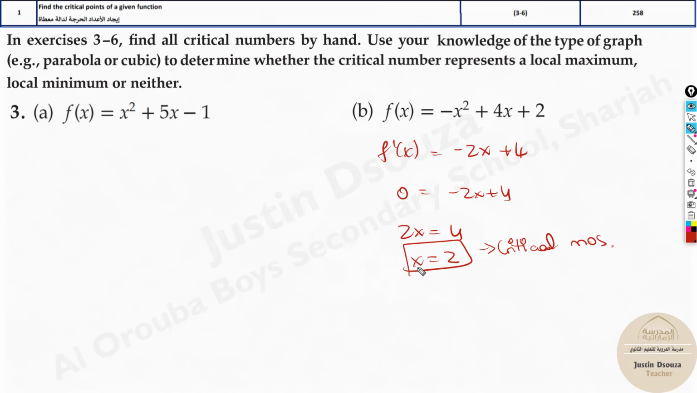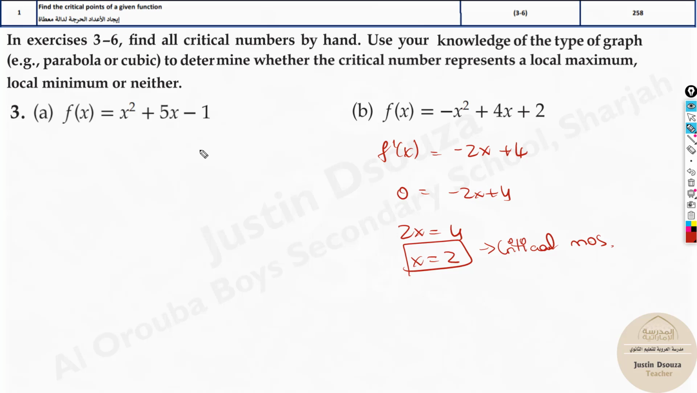Now, for this particular problem, it's a parabola, right? If you know the graph of a parabola, you can tell minus x squared opens downwards, so it will have a maximum point. You can directly do that as well. Plus x squared will open upwards, so this should have a minimum point. This should have a maximum point. That's the easiest of all the methods.